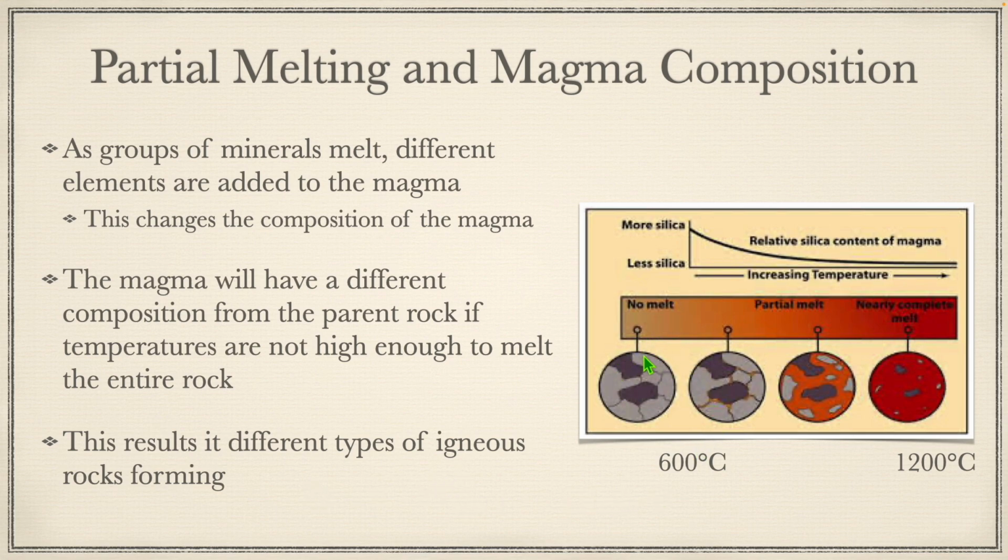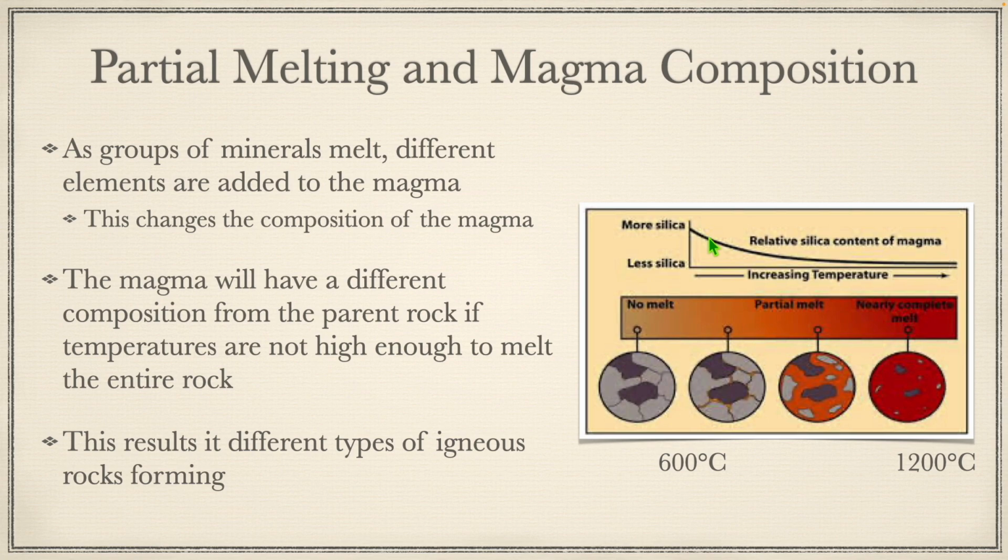So what we have here is at lower temperatures, say 600 degrees Celsius is about our melting point for silica. About 1200 degrees Celsius, everything melts. So at lower temperatures here, we have no melting. Then we start to have our silica melt first. So we have a lot of silica in the magma if it's at about 600-700 degrees Celsius. As that temperature increases, more and more minerals melt. So the relative proportion of silica starts to go down, because most all your silica is going to melt at 600 to 700 degrees Celsius. So it's really high in silica at that point.